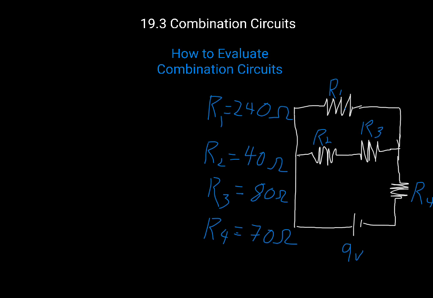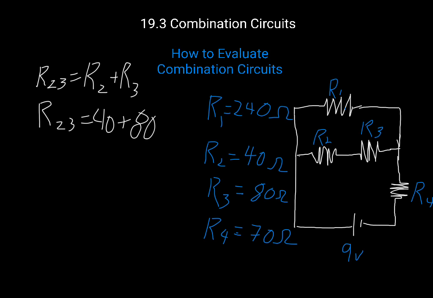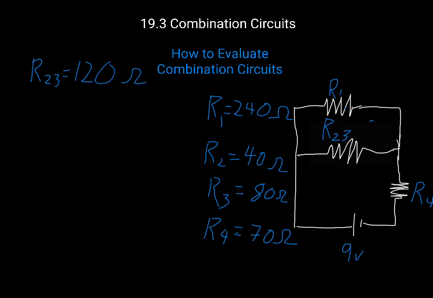So let's do that. We're trying to figure out the equivalent resistance of R2 and R3 in series. We know that we just add R2 plus R3 to figure out the equivalent resistance. We're using the notation R23 to mean the equivalent resistance created by resistor 2 and resistor 3. Add together 40 and 80, and we get 120. Because the equivalent resistance of 2 and 3 is 120 ohms, in our diagram we can just replace resistor 2 and resistor 3 with a 120 ohm resistor, like I have drawn.